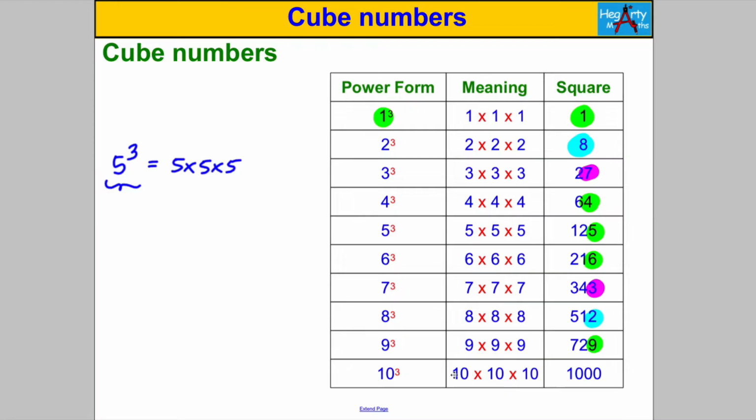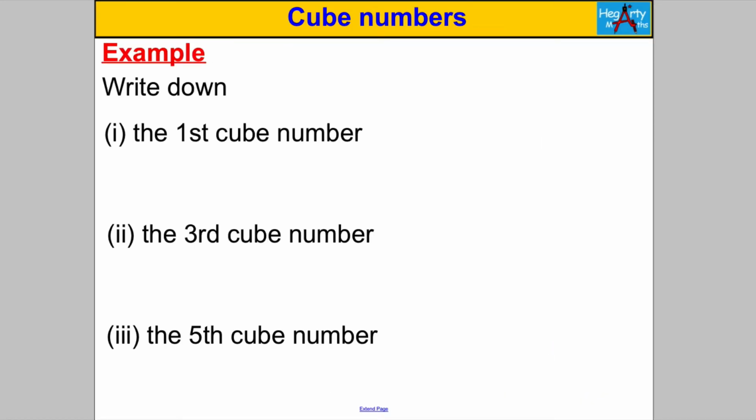I would expect you to know 10 multiplied by 10 multiplied by 10 is 1000, just because you're good at multiplying by powers of 10. So try your very hardest to learn these cubes here. 1, 8, 27, 64, 125, 216, 343, 512, 729 and 1000. Right, now I've introduced what they are, I've told you which ones I need you to know, let's do some questions. Write down the first cube.